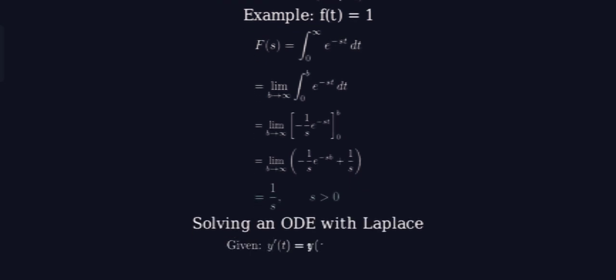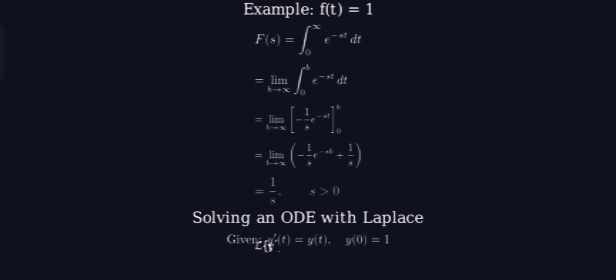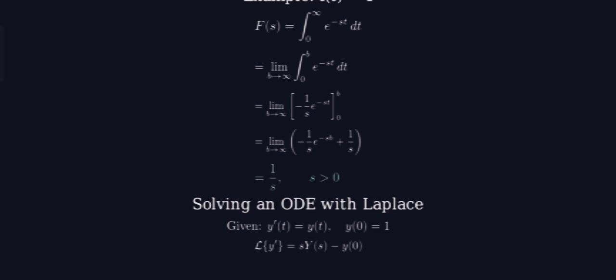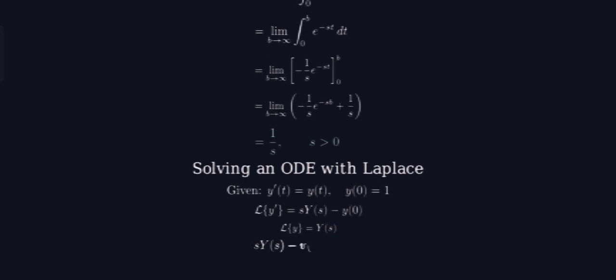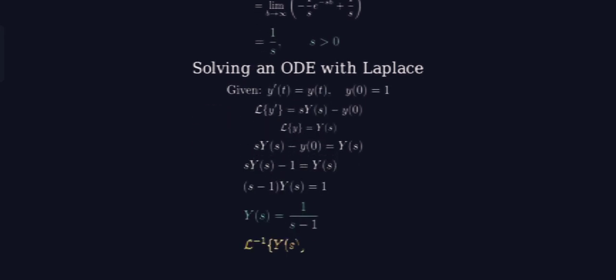y prime equals y, with initial condition y of 0 equals 1. Take the Laplace transform of both sides. The transform of y prime is s Y of s minus y of 0, and the transform of y is Y of s. We then get an algebraic equation in Y of s. Substitute the initial condition y of 0 equals 1.